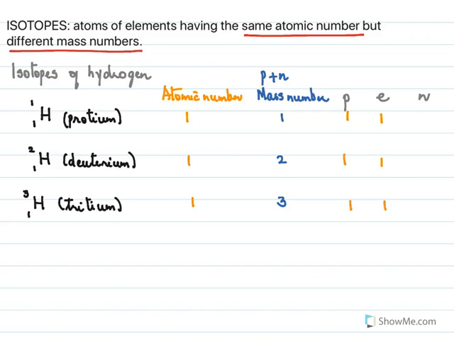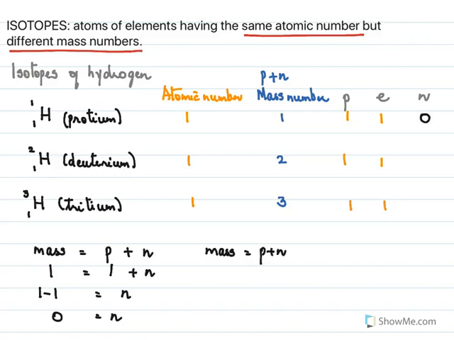Now to find the number of neutrons, we use the formula. We know mass equal to protons plus neutrons. And in the first case, we see the mass is 1 and proton is 1. So neutron will be 1 minus 1, and that is 0. So you'll have 0 neutrons.